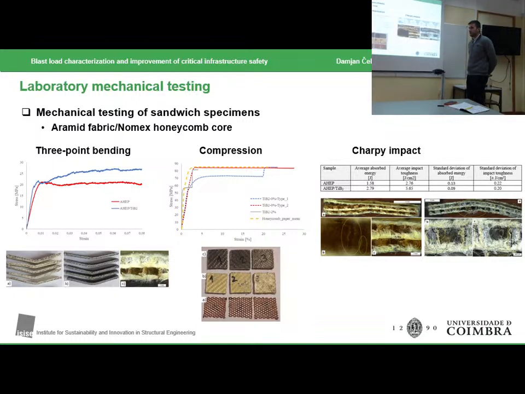And this compression test, it's just a crushing test. You can use the same tensile machine, but instead of pulling, you compress the specimen. And this was done according to ASTM standards, so it's specified. I was wondering if it is in-plane compression or... No, this is out-of-plane compression. So we are compressing over the honeycomb, in the way we expect our panel to respond under impact.